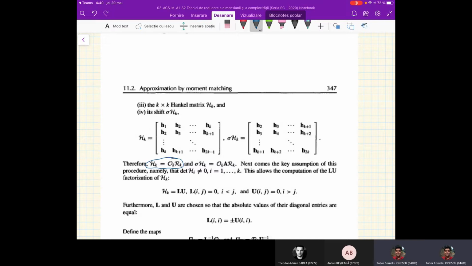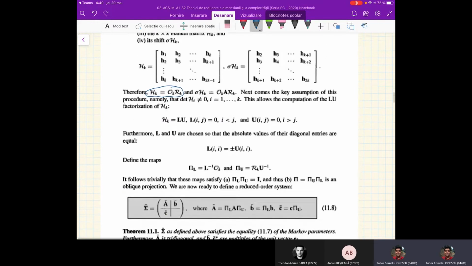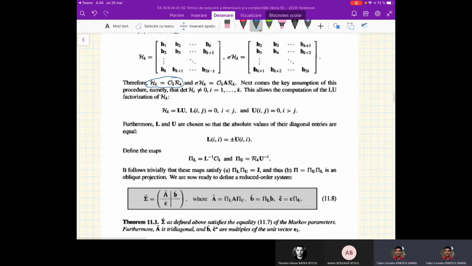He says here next we get the key assumption of this procedure, namely that these matrices from 1 up to k are invertible. Now this is a bit difficult because we have to make this assumption. It looks like a strong assumption. However, in most cases, this assumption is true.